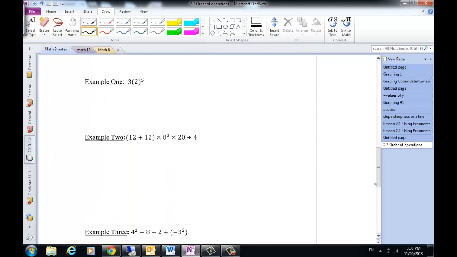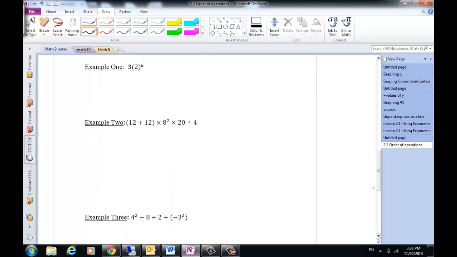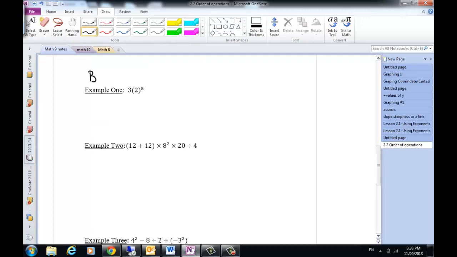Let's do some examples. So I've only got about 3 examples here, not a very long lesson at all. I'm going to write BEDMAS down just above here. Alright, so looking at example 1, I don't have anything that I can do inside of my bracket, so I'm going to move on. The next letter that I have is E for exponents, and I do have an exponent.